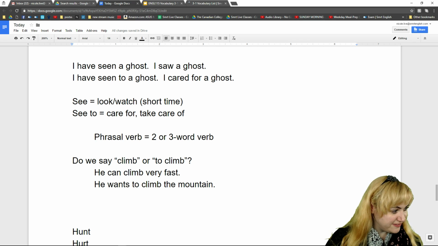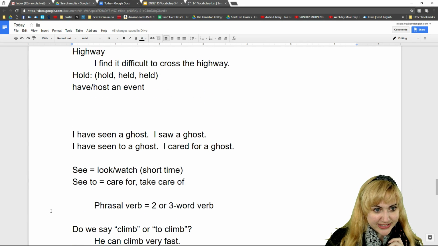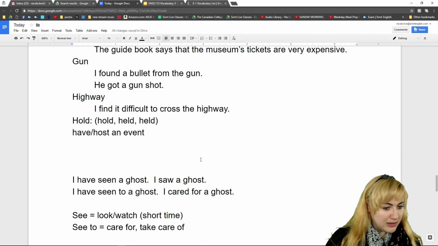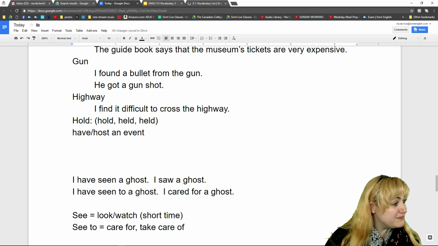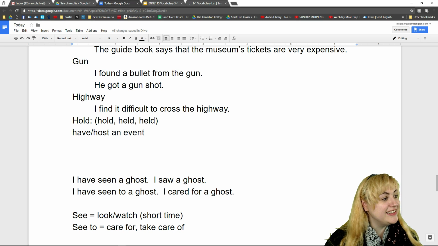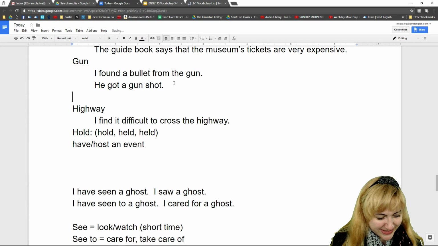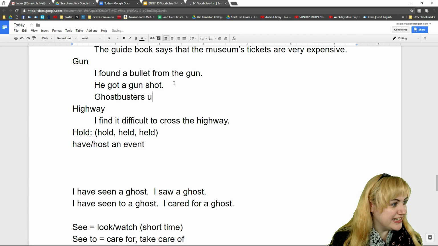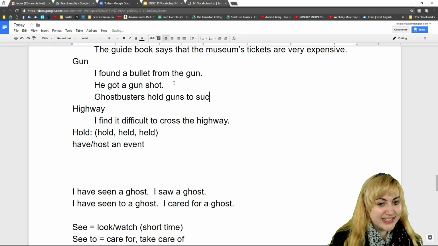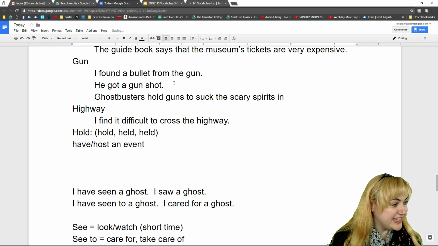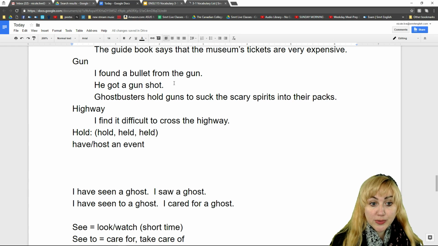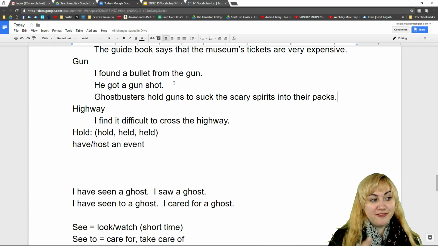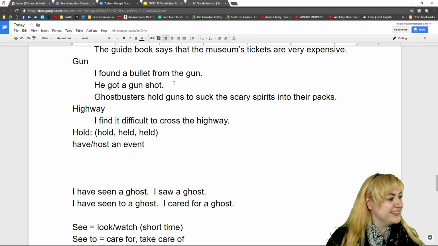All right, let's see if we have any more good examples. Let's see if we can do a couple more for maybe gun and highway. Let me take a peek. Ghostbusters hold guns to suck the scary spirits into their packs. I like it because it uses a few different words. Ghostbusters is a famous movie. There was a new Ghostbusters movie very recently about some women who tried to find ghosts and catch them.